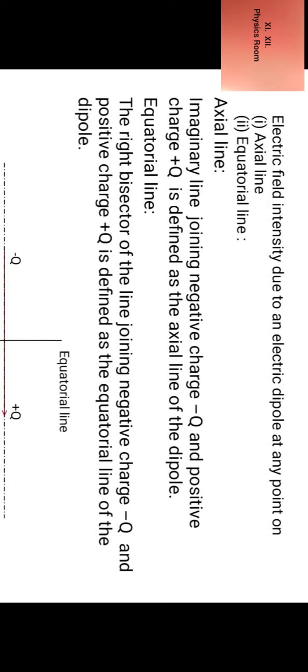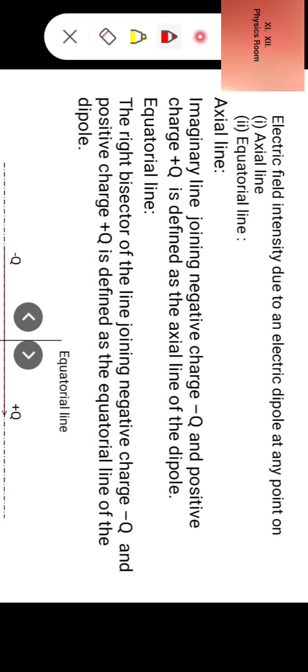Continuing with the topic electric dipole. Today we discuss electric field intensity due to an electric dipole at any point on its axial line and its equatorial line. Axial line and equatorial line. Before we proceed for electric field intensity, let us understand what is an axial line and an equatorial line of an electric dipole.